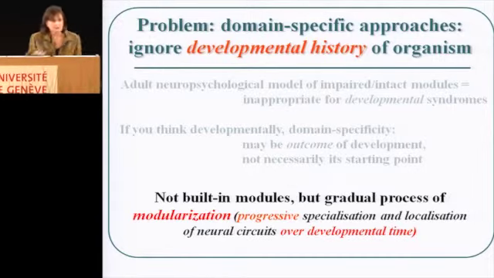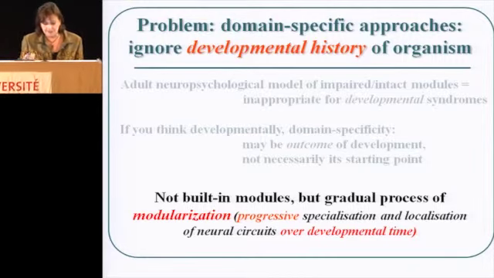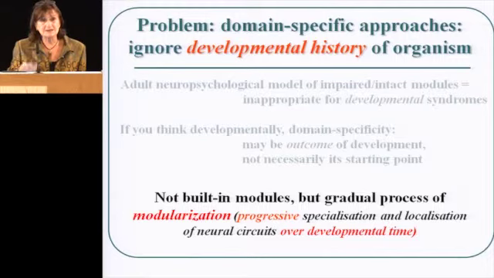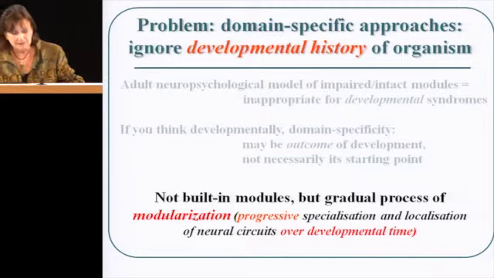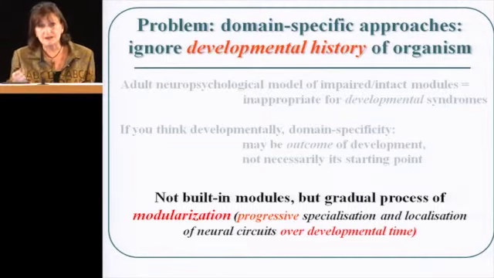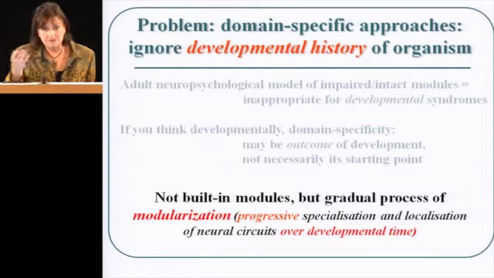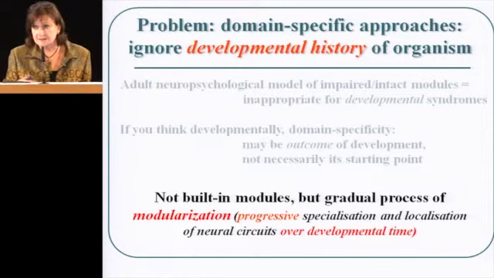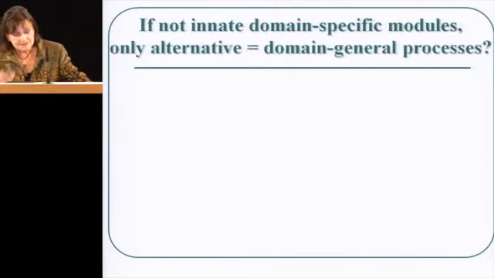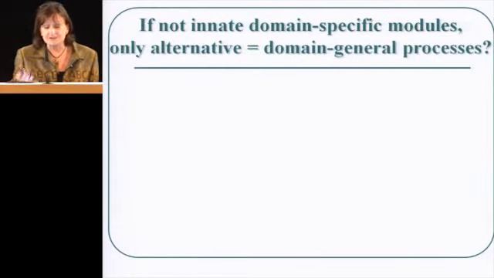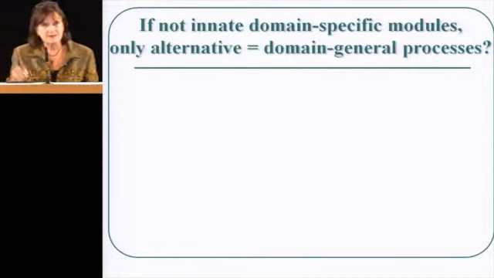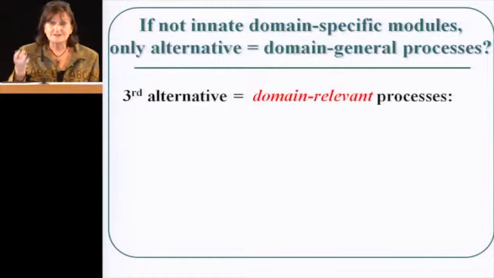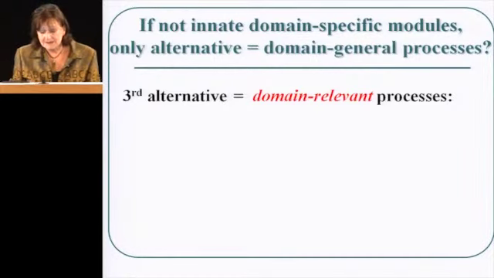So in a lot of my work, and in the book that Jean-Paul mentioned, Beyond Modularity, I argued that the human brain didn't have built-in modules, as Fodor and Chomsky and a lot of developmentalists in America were claiming, but rather there was a progressive modularization. So very gradual, over time, specialization and localization of function. So if we reject the idea of domain-specific modules as a starting point for development, is our only other solution a domain-general one? And what I want to argue is that there is a third alternative, and it's something I've called domain-relevant processes. And the idea behind it is the following.